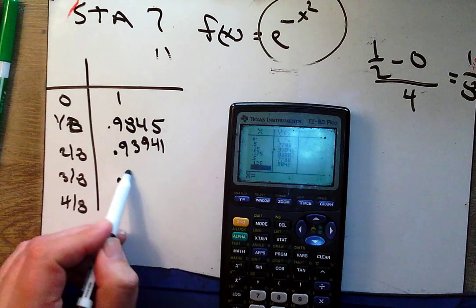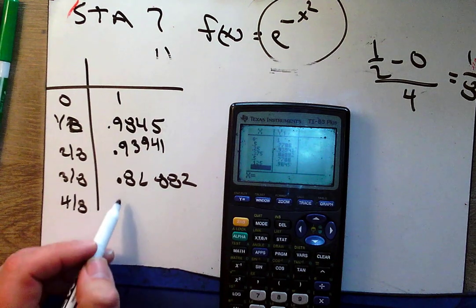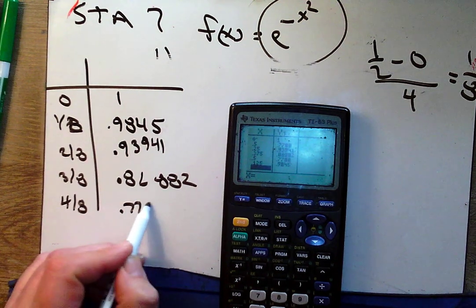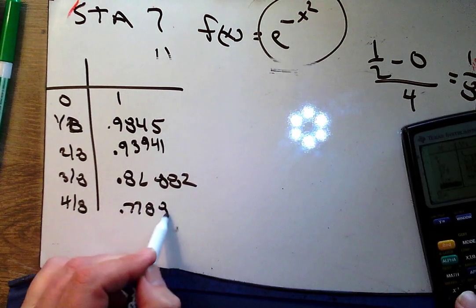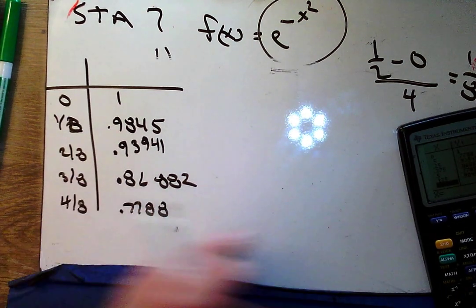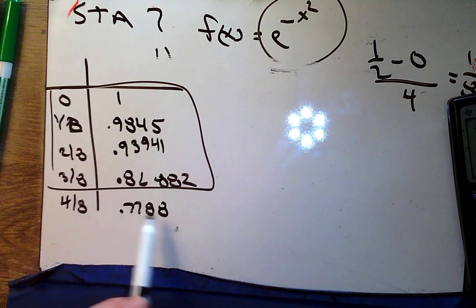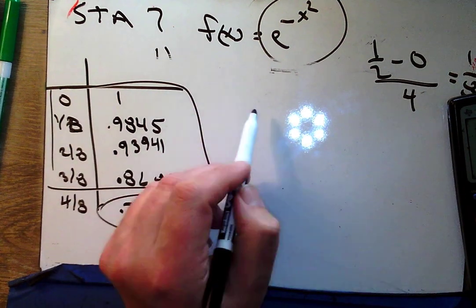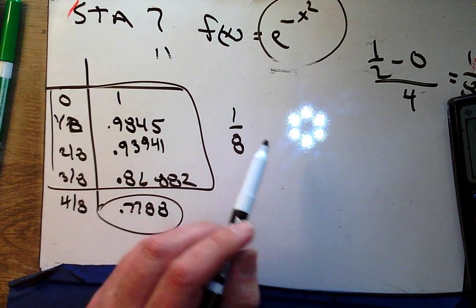3/8 is 0.86882. And 1/2, 0.7788. Okay, so I've got these values, and we want the left Riemann sum. So we're going to use the first 4 and not the last one. And so the subinterval width is 1/8.